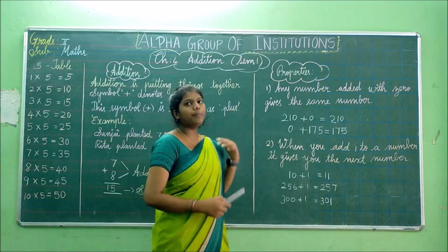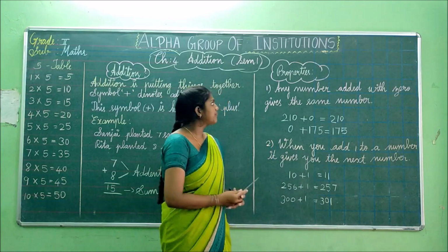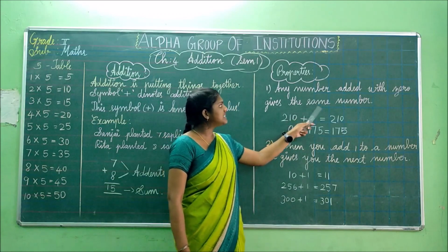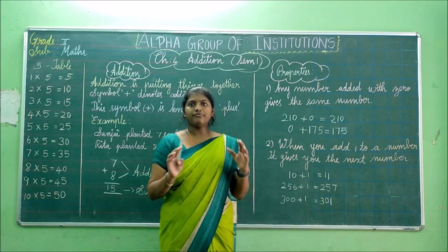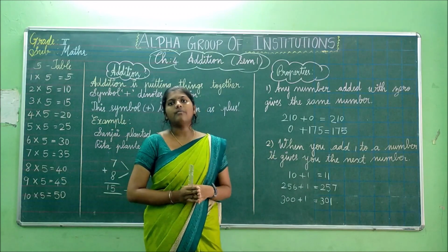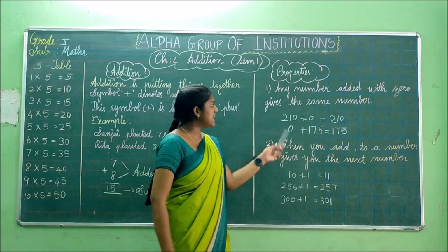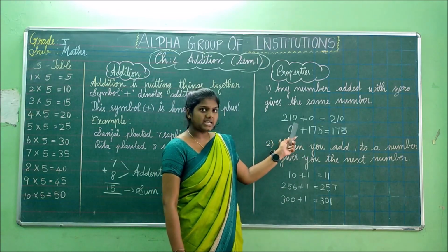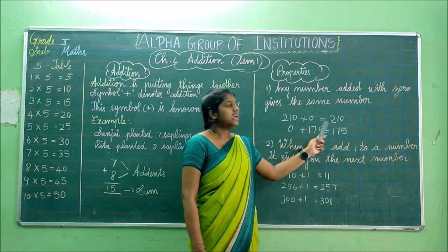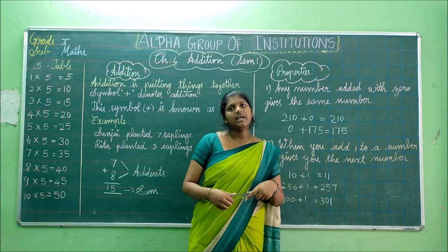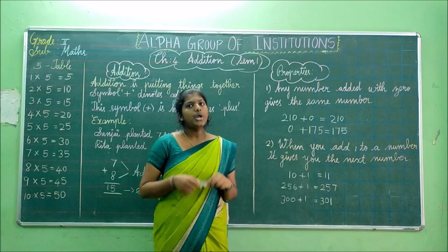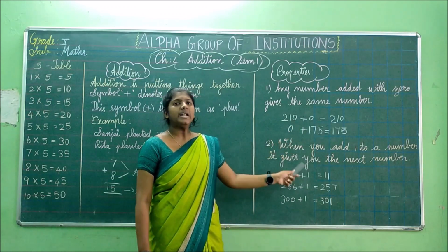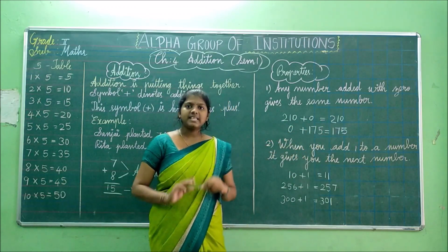Here we have 2 properties. Shall we read the first one? Any number added with 0 gives the same number. So, if we add 0 with any number, we will get the same answer. For example, see here, 210. 210 plus 0 is equal to 210. Did we have any change in the answer? No. So, if we add 0 with any number, we will get the same number as the answer.